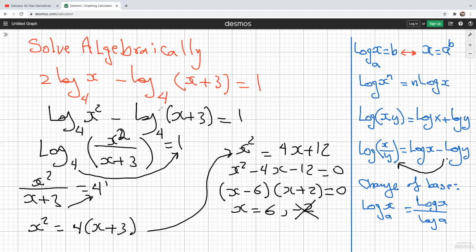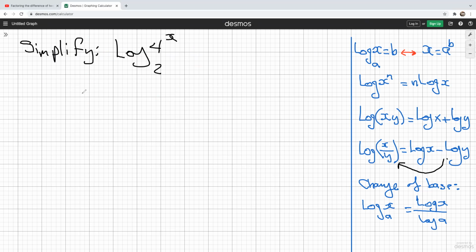Okay, so we'll go to the next question. So here's a question. They said simplify, and they want you to simplify this expression right here. I think the first thing I'm going to do here is bring the x down.